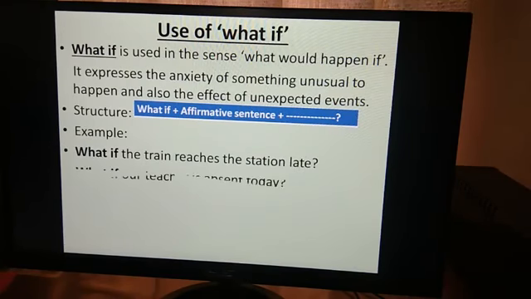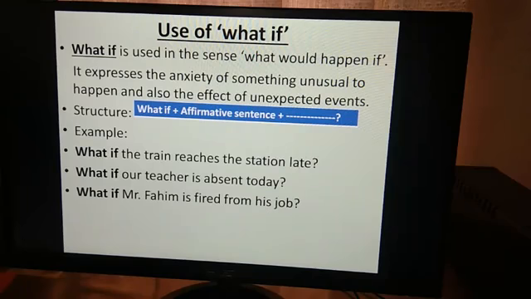Next. What if our teacher is absent today? What if plus affirmative sentence, our teacher is absent today, then comes the interrogative sign. What if Mr. Fahim is fired from his job? What if plus affirmative sentence, Mr. Fahim is fired from his job, and last the question mark.